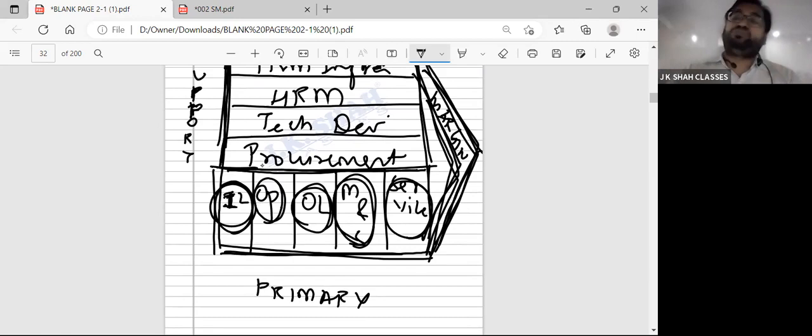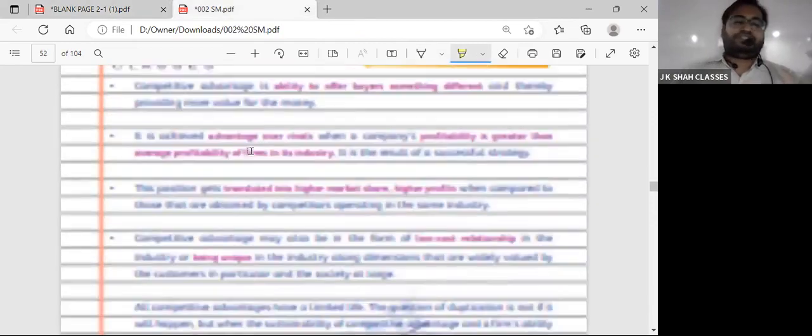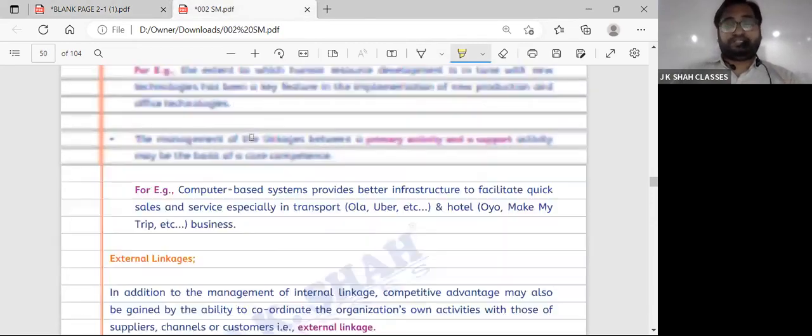How it is used, we will study after the break. You all understood this? How many activities we have? Two. Primary, support. Primary, we have 5 parts. Inbound logistics, operations, outbound logistics, marketing and sales and service. Support activities, we have 4. Procurement, technology development, human resource, and firm infrastructure. Well understood. Just want to read this, nothing else.